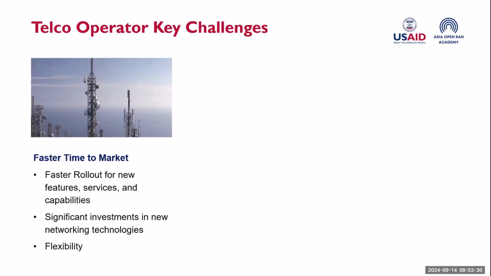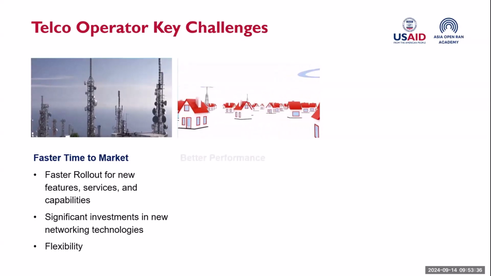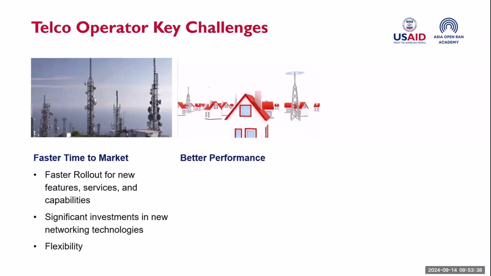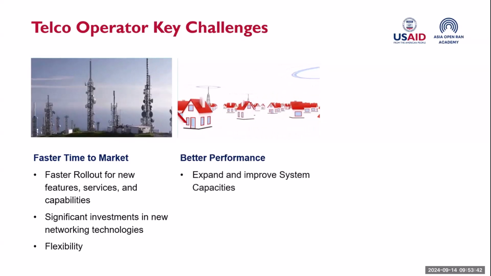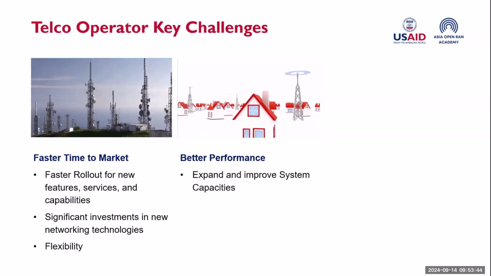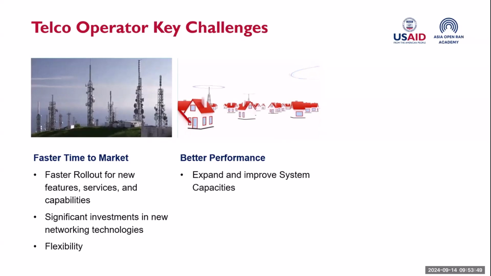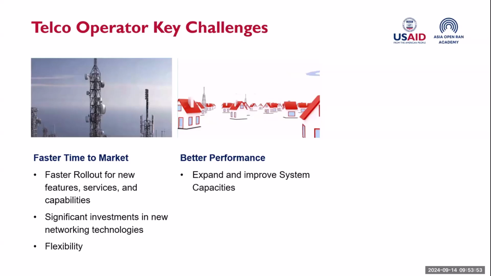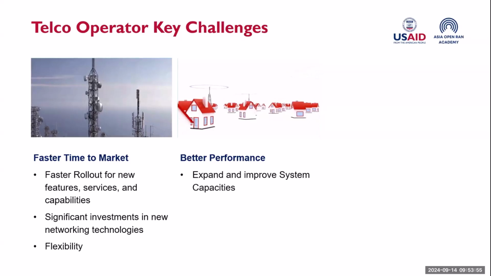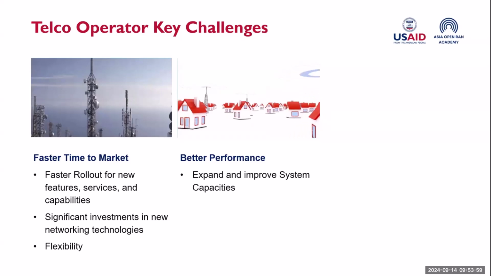Okay, so this is number one, faster time to market. And number two is, of course, better performance. Better performance that expands and improves system capacities. Especially it happened during the pandemic, where there was a spike of subscribers and user demand, because most of the people previously working in their offices have now migrated inside their homes.